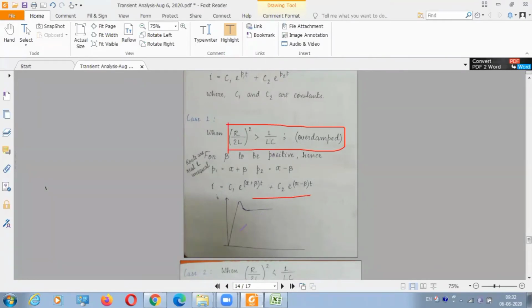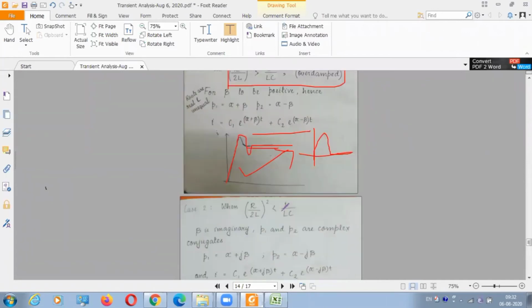So you will get a waveform like this. If I consider my steady state at this point, you will have some peaks, one or two peaks, then it will reach steady state if it is overdamped. If your steady state is 0, then it will go over here and reach steady state over here. That depends upon the steady state of the system.